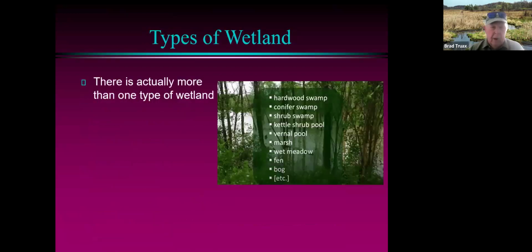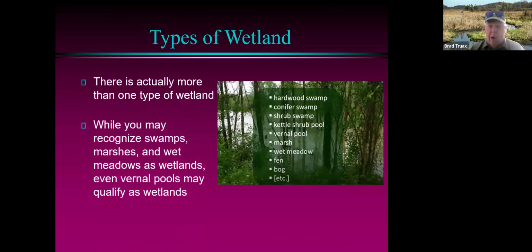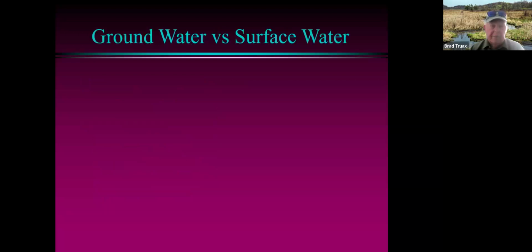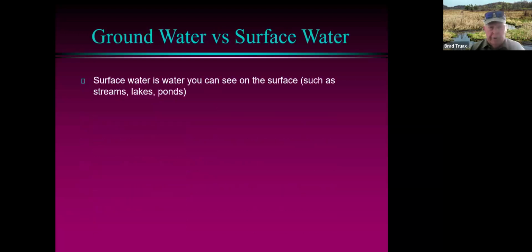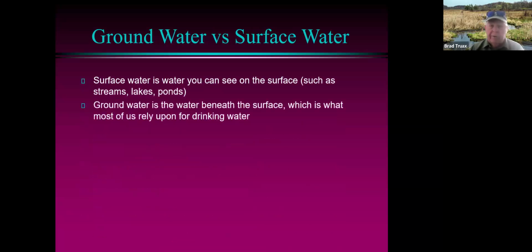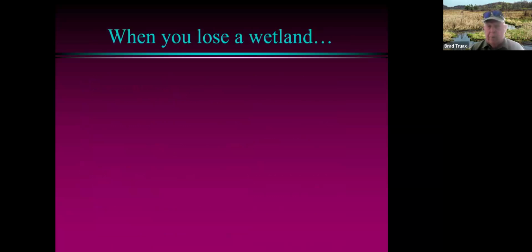So there are various types of wetland. There's actually multiple different types. While you may recognize swamps and marshes and wet meadows or beaver meadows as wetlands, even vernal pools may qualify as wetlands. Surface water, again, is water you can see on the surface, like a lake or a pond or a stream. Groundwater is water that's underneath the surface. And that's pretty much what most of us rely on for drinking water. We use the aquifers for that.